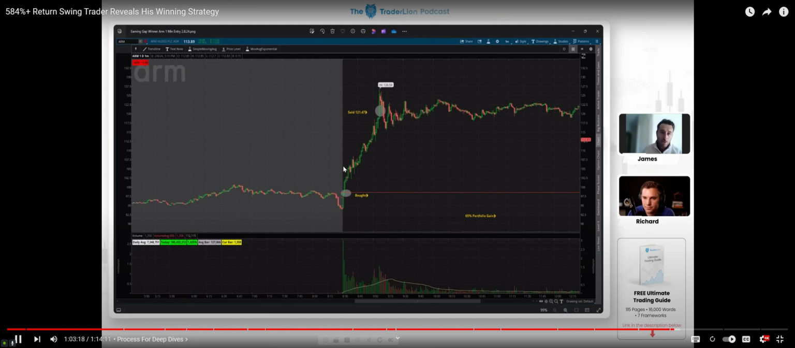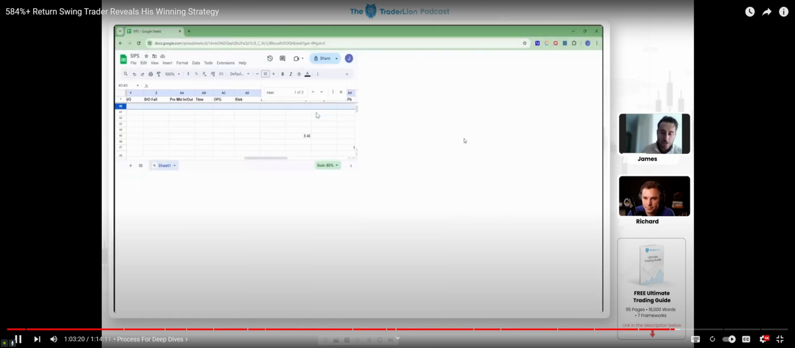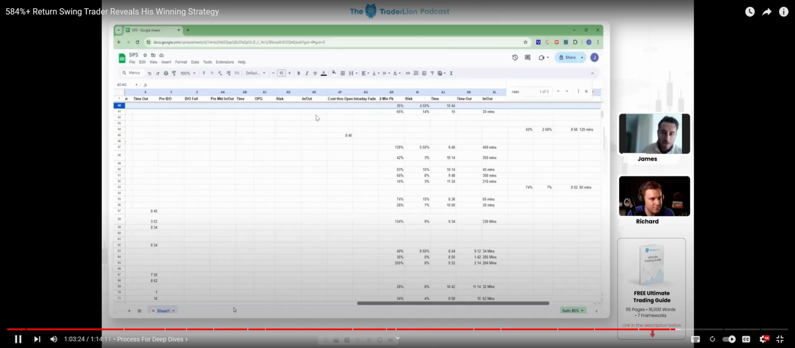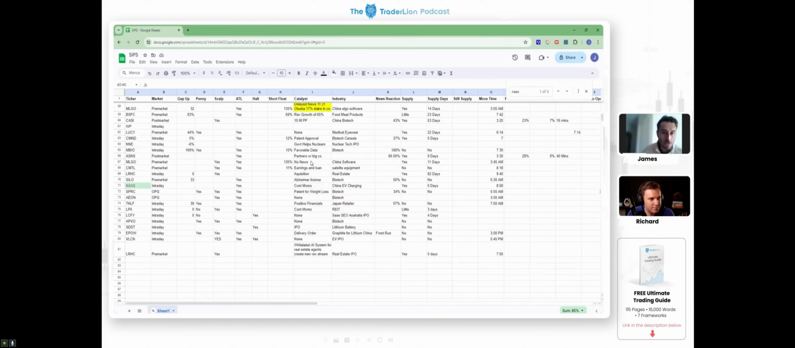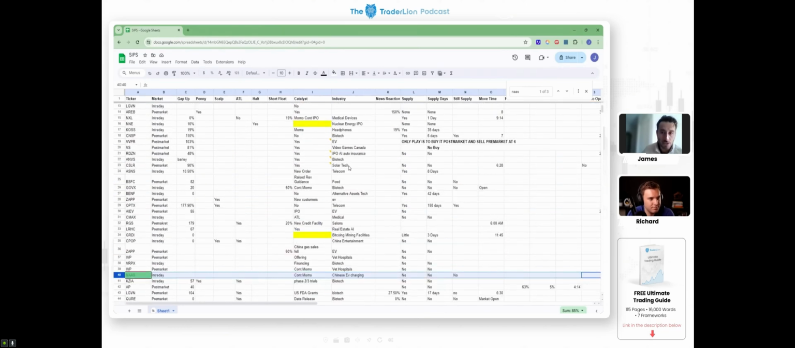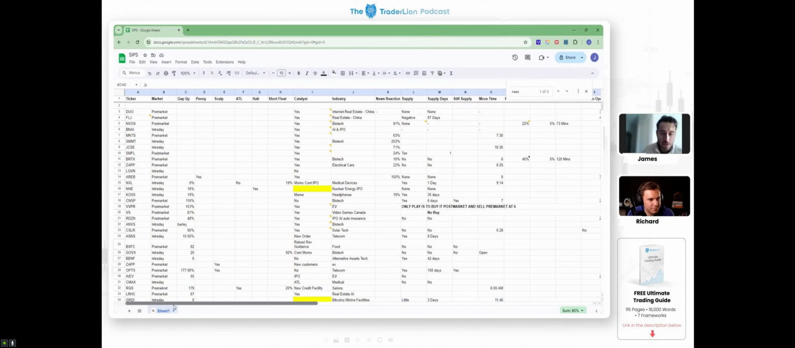Yeah, I go pretty wild on them, man. Here's my Google sheet. For the stocks in play, I'll go on the ticker and mark when the news came out. Did it come out during the day? Was it post market? Was it pre market? Is it a penny stock? ATL means was it at all time lows? What was the short float? What was the catalyst? What was the industry? Was there supply on the daily?